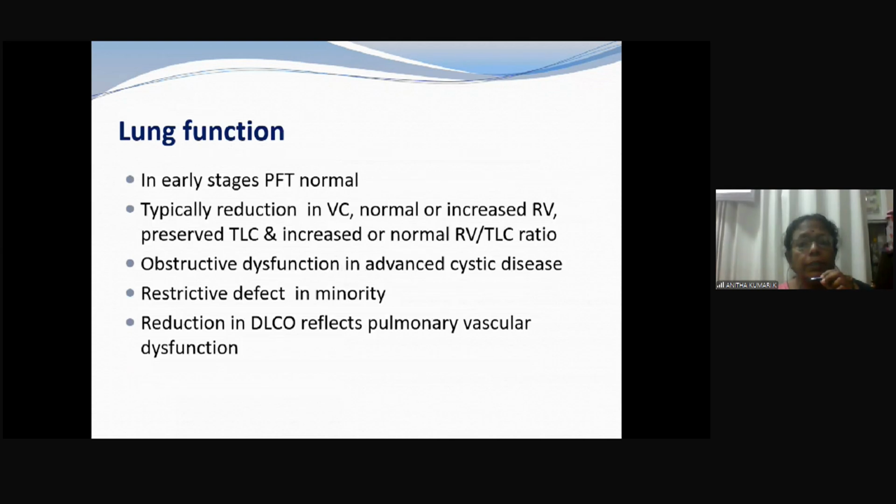Now, lung function: in early stages it may be normal, and later there is typically a reduction in the forced vital capacity, and there can be evidence of air trapping with increased or normal RV by TLC ratio. And in advanced disease, obstructive dysfunction is seen. DLCO reduction usually reflects a pulmonary vascular dysfunction. That is, there can be a disproportionate decrease in DLCO if the pulmonary vasculature is primarily involved.